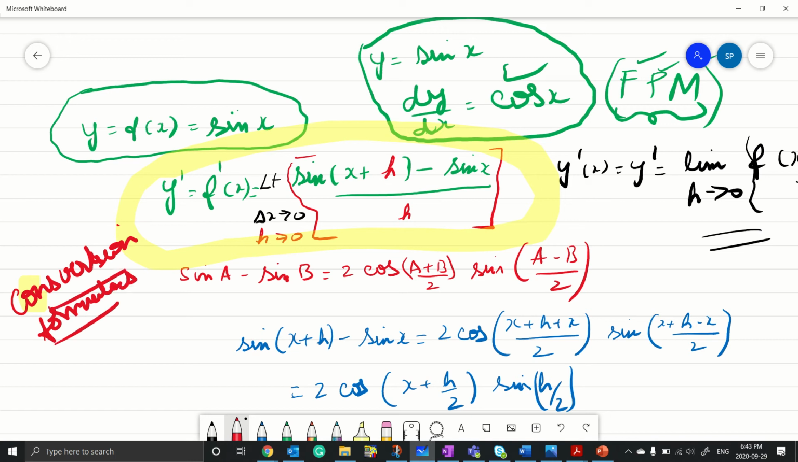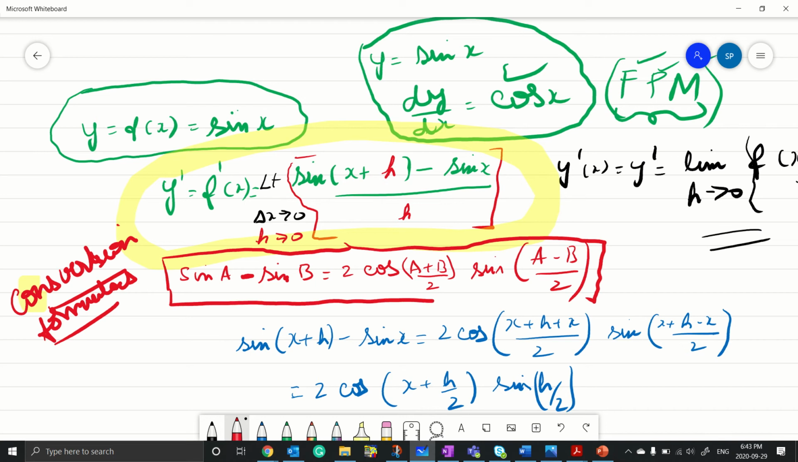Why they are called conversion formulas is because you are converting subtraction or addition of trigonometric functions into division or multiplication. That's why they are called conversion formulas. Sin a minus sin b is equal to 2 cos a plus b by 2 sin a minus b by 2. Basically what it means is I have successfully converted sin a minus sin b into a multiplication formula.